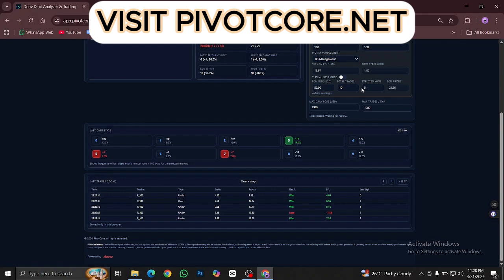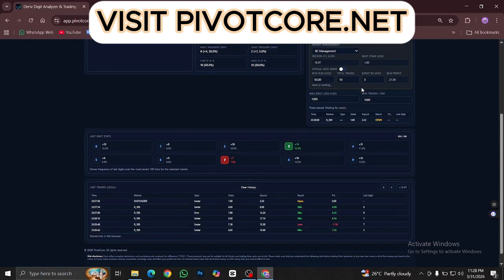As we wrap up the session, you can see our 10-trade plan worked exactly as expected. We hit our target, stayed disciplined, and the platform performed flawlessly.